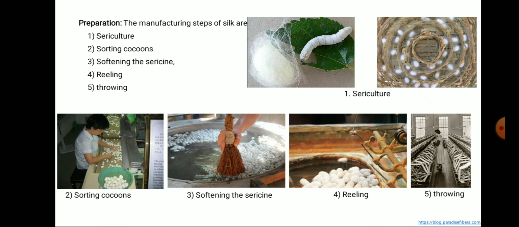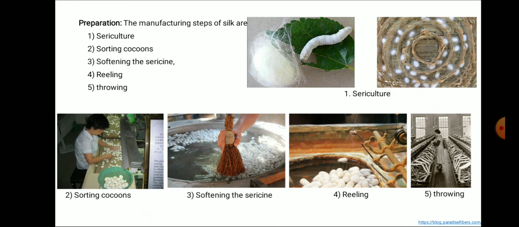The next most important part is the manufacturing steps, or the preparation, of silk. Here you can see the five steps: sericulture, sorting of cocoons, softening of the sericin, reeling and throwing. Sericulture means the cultivation of silkworms. The care and nurture of the silk caterpillar is a tedious process. The process starts with the silk moth, which lays eggs on specially prepared paper.